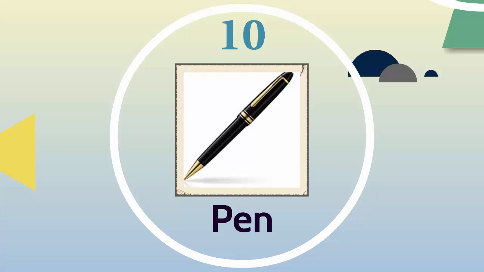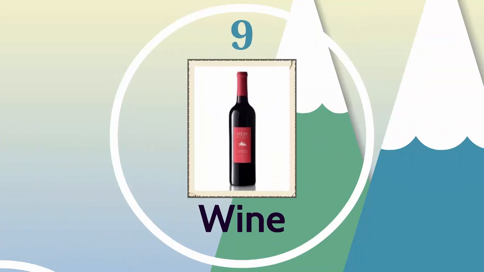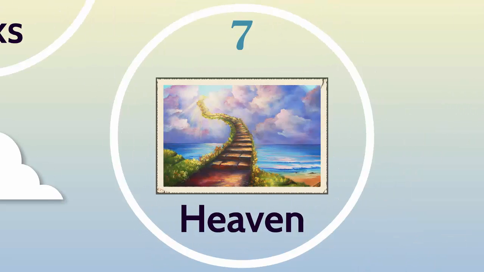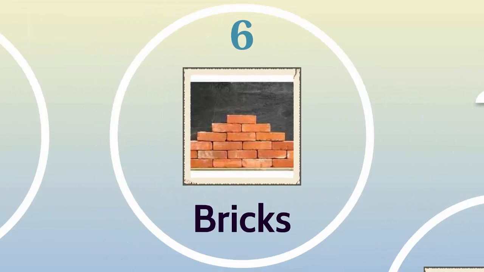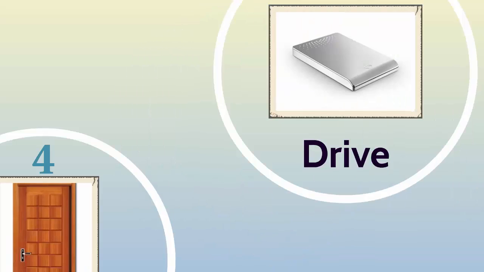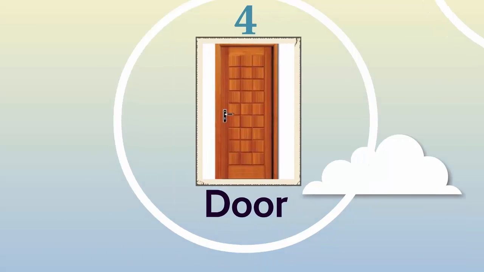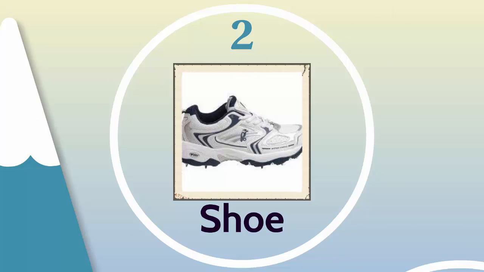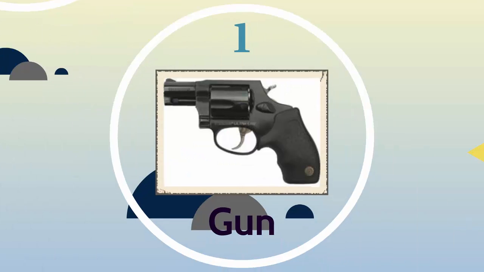So how did it go? Can you remember the pegs for all the 10 numbers? Let's give it one more try, but this time in reverse. So 10 is pen, 9 is wine, 8 is weight, 7 is heaven, 6 is bricks, 5 is drive, 4 is door, 3 is tree, 2 is shoe, and 1 is gun.